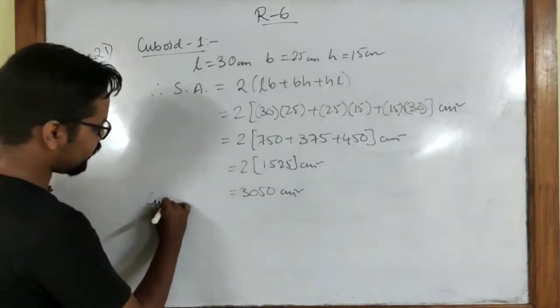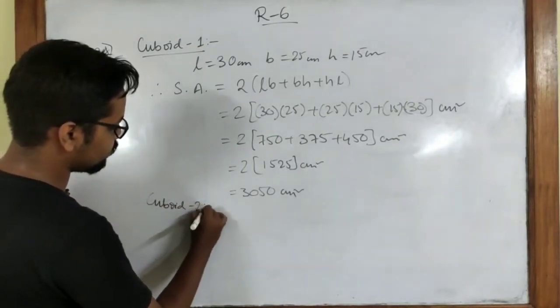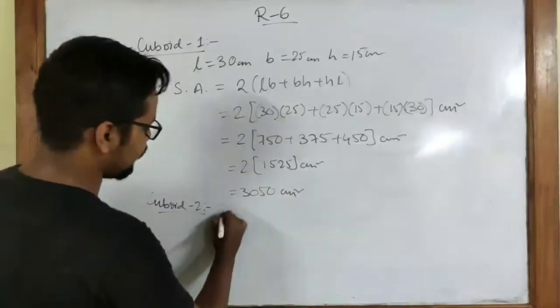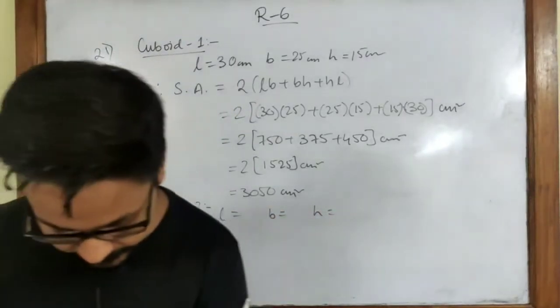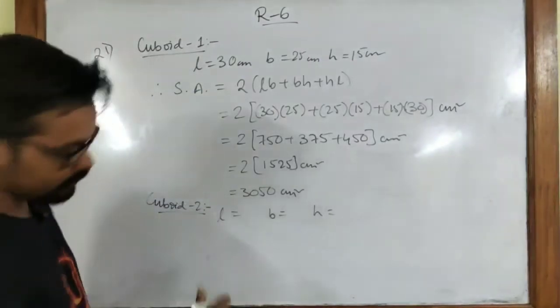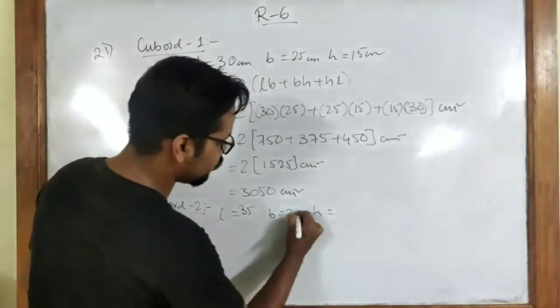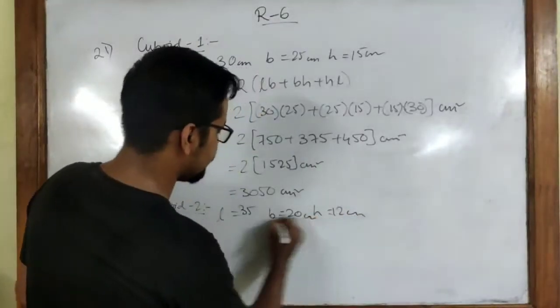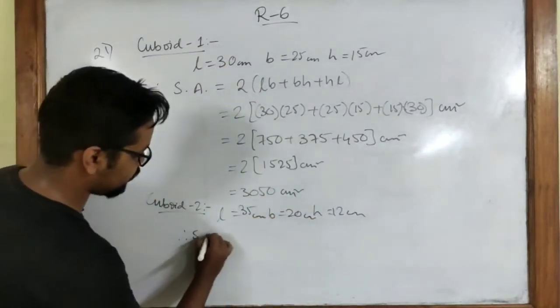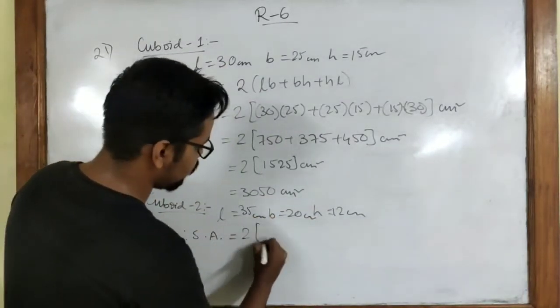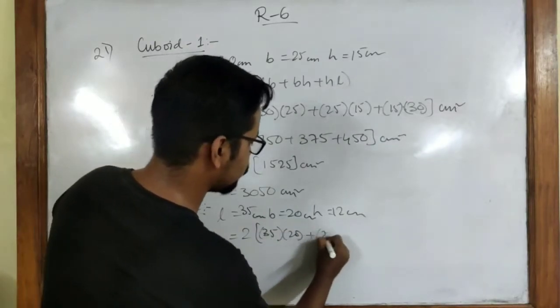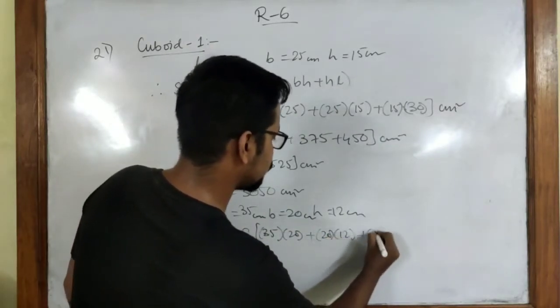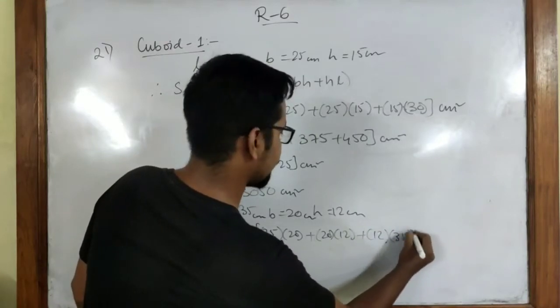For cuboid 2 again, let's find. The length is given, breadth is given and height is given, everything is given. Length is 35, breadth is 20, height is 12. All are centimeter. So surface area will be again the same formula, 2 into length into breadth, that is 35 into 20 plus 20 into 12 plus 12 into 35.